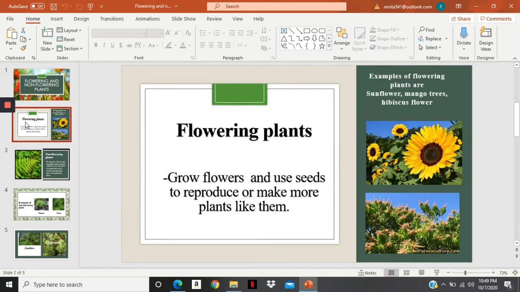Flowering plants grow flowers and use seeds to reproduce or make more plants like them. So they grow flowers and they use seeds. An example of flowering plants are sunflower, mango tree, hibiscus flower. If you can see the example on the screen, these are flowering plants. They grow flowers and they produce seeds to reproduce.